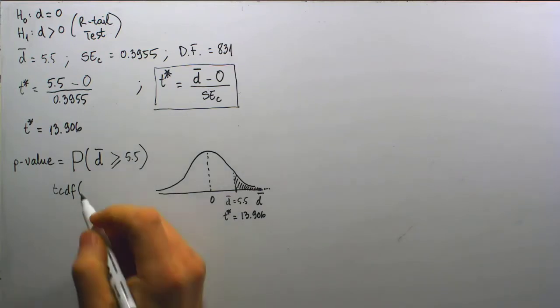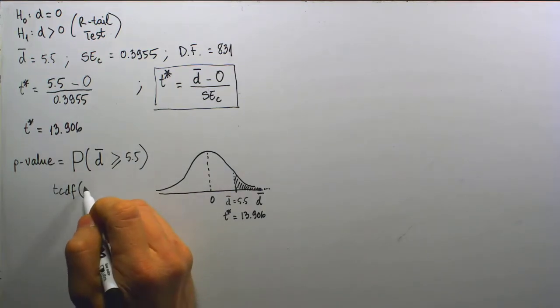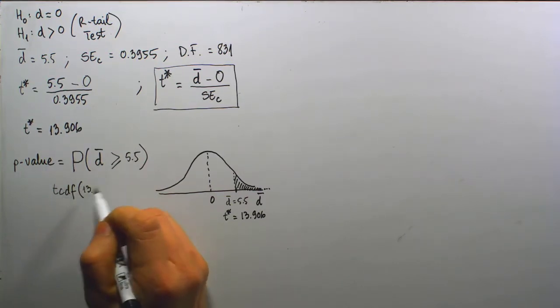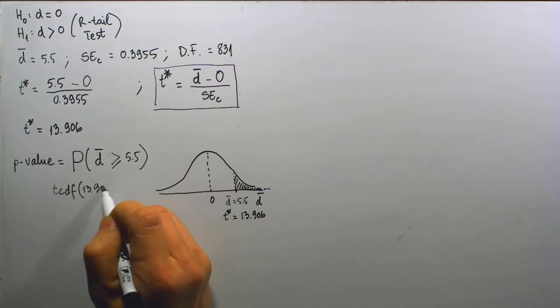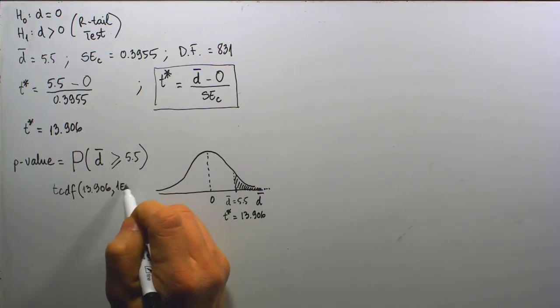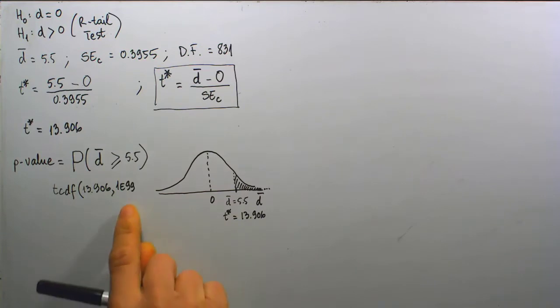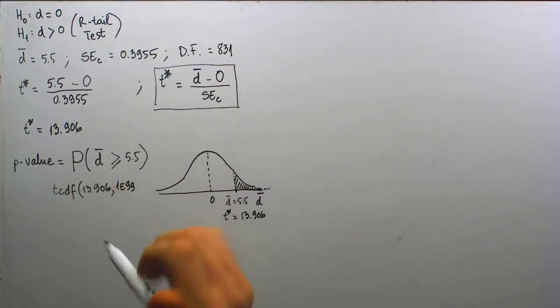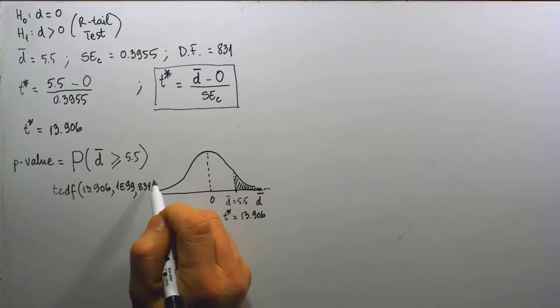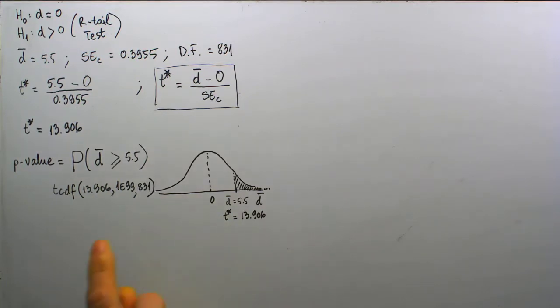And so now on the writing board here, allow me to write down the complete command of our TCDF program. Right after the parentheses here, we put in 13.906, and then we put a comma here. 1E99 is a way to indicate an indefinite upper end, and we put in the degrees of freedom being 831, and that's how we complete the TCDF command.